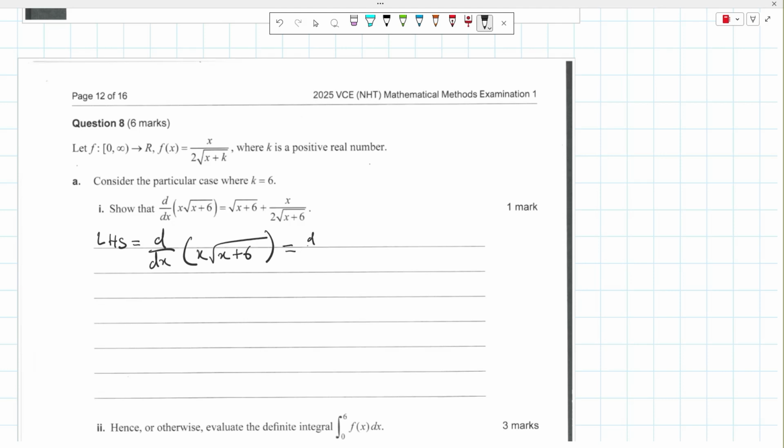Now that's the same as x times x plus 6 to the half. And you want to do product rule, right? So the first function times the derivative of the second function plus the second function times the derivative of the first function, which is just 1. Sorry, I forgot this here.